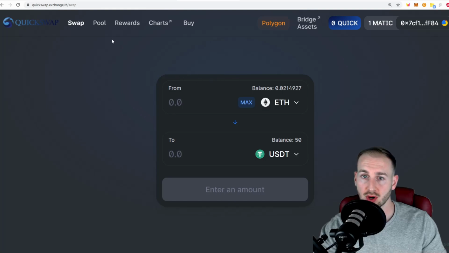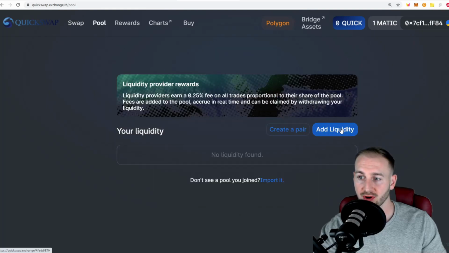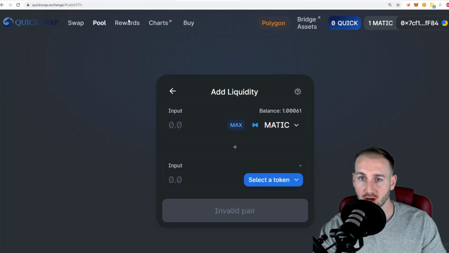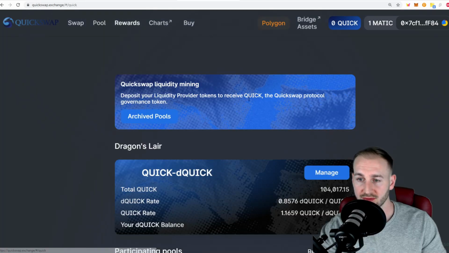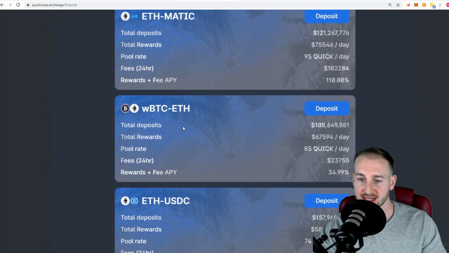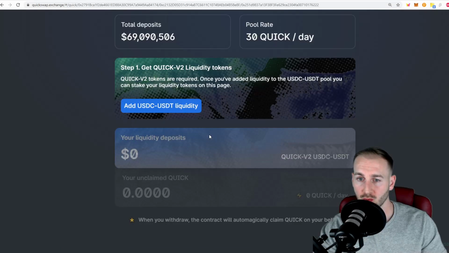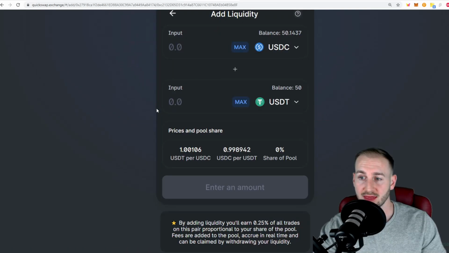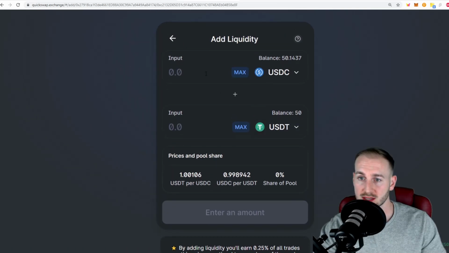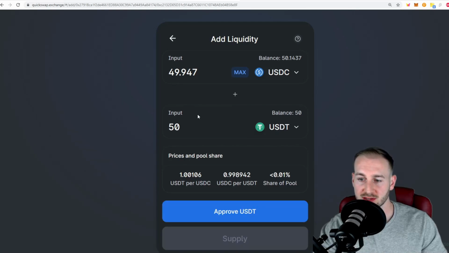I can either go over to the pool area and then press add liquidity, or I could go back to rewards and find the relevant pool just down here and click on deposit from here. So whichever one tickles your fancy, we will click on add, and then we want to put $50 worth of each. So I'll press max on USDT. So they're not totally balanced. There's a small percentage difference between the two.